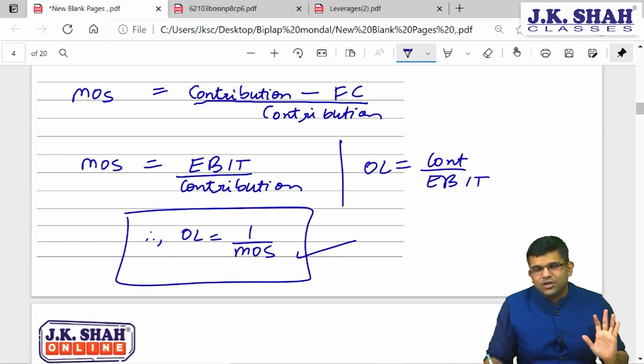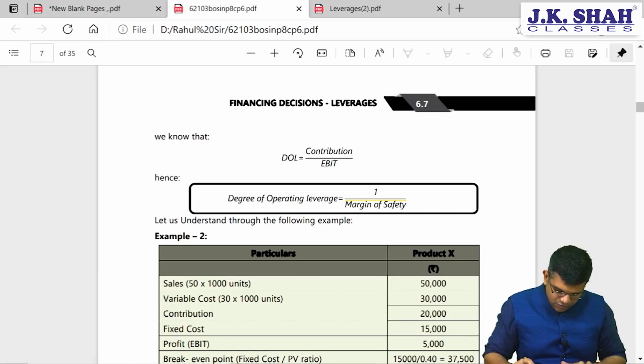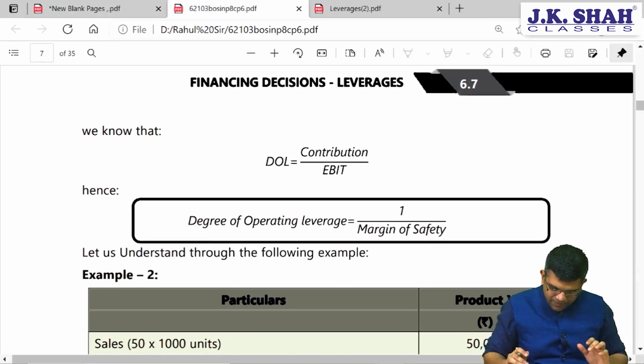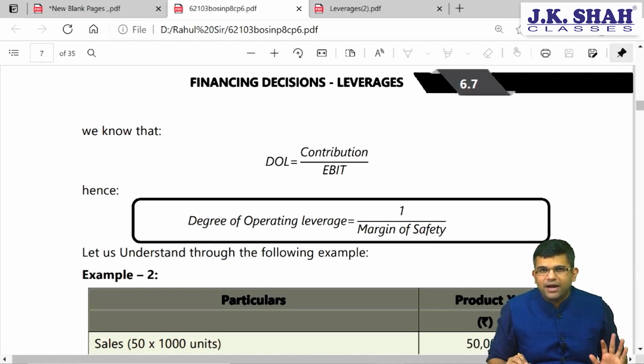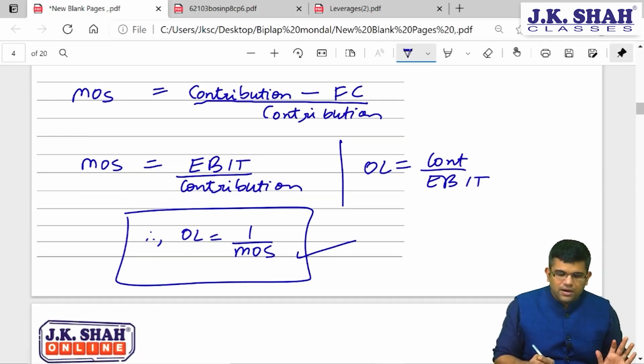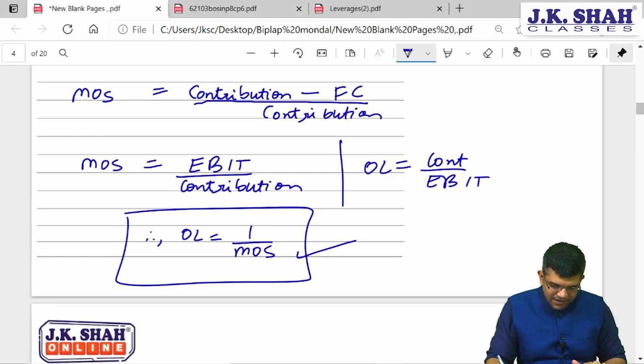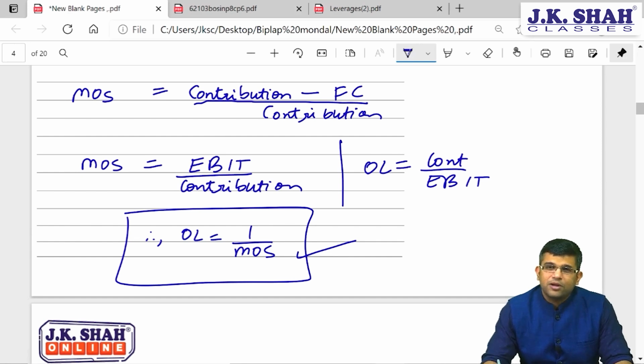It is there in your study module also. I will show that to you. Children, can you see here? Degree of operating leverage is 1 upon margin of safety. That is exactly what we are saying. Operating leverage is 1 upon margin of safety. Everybody got it till here? So children, with that we complete the theory part of margin of safety and its connection with our leverages chapter. I hope you understood this discussion.